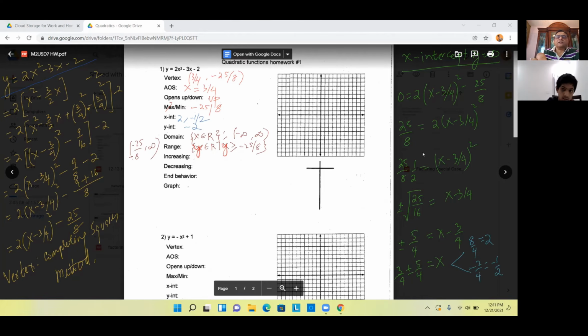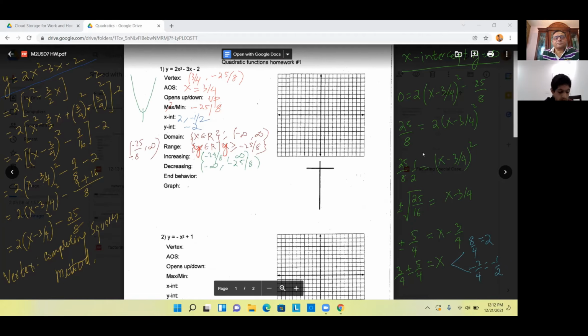So the parabola, as you can see, is kind of like this, right? So what do you think is the increasing interval and which one is the decreasing interval? I think increasing is negative 25/8 and infinity. Correct. And decreasing from minus infinity to minus 25 over 8. Correct? Yeah. How about the end behavior?